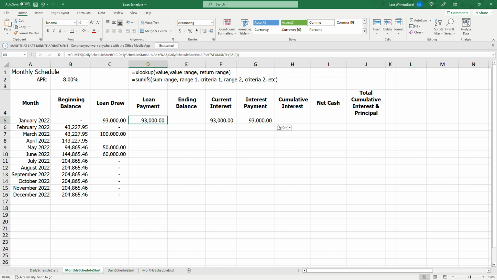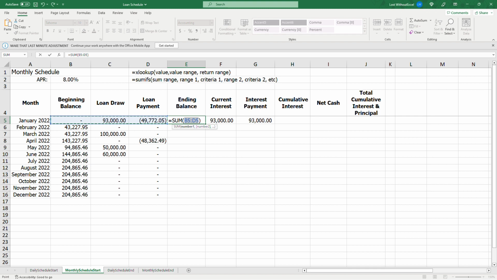The reason for that is since I know that these columns are the same on my monthly schedule and my daily schedule here, because I wrote the formula for column C. When I go here for column D, I'm just going to change this from C to C to D to D, and now I have my loan payment done. The ending balance is just the sum of those.